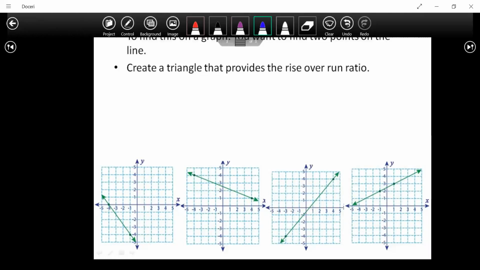Oh, we're going to come back to Pythagorean theorem. We're going to look at finding the length of a line, or the length between 2 points. Later.